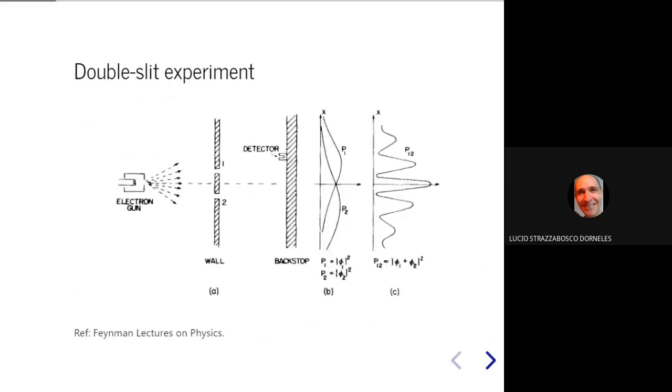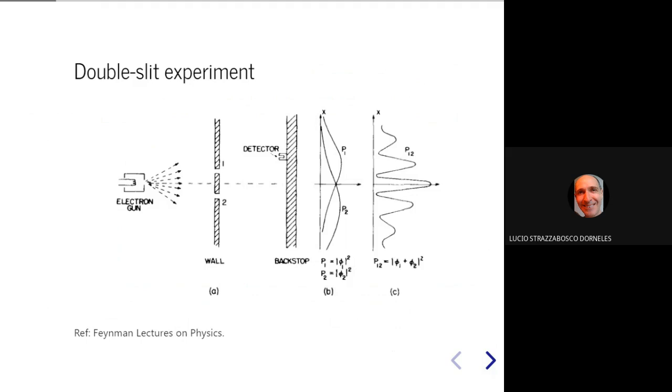First, I will talk about the double-slit experiment. You have an electron gun and a wall with two slits, 1 and 2, and a backstop, and a movable detector. So you can change the position along the backstop and measure the electrons that reach the backstop. So we can perform two simple experiments here.